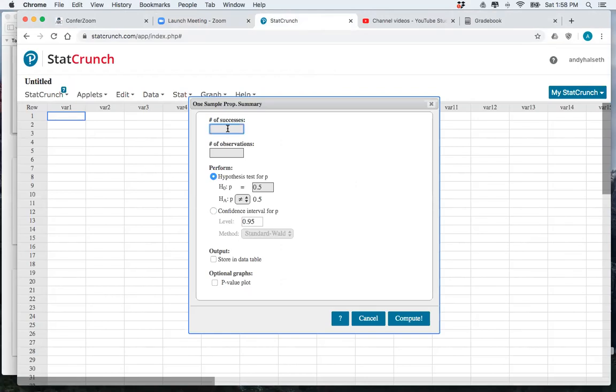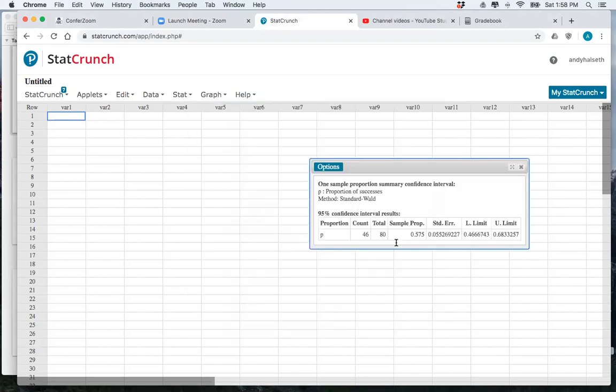Number of successes in that first one was 46. Number of observations is 80. So number of observations is n. And then just do confidence 95. Don't worry about the method. We're always just doing this standard Wald method, but don't change that at all. Okay, so that's all you've got to do. And then we can double check. All right, 0.467, 0.683. Cool, that's what we got when we did it by hand.